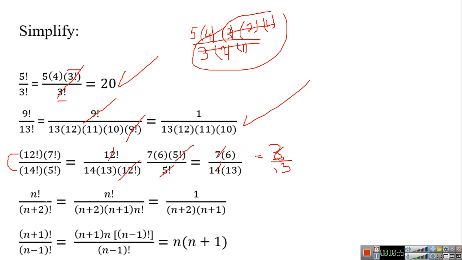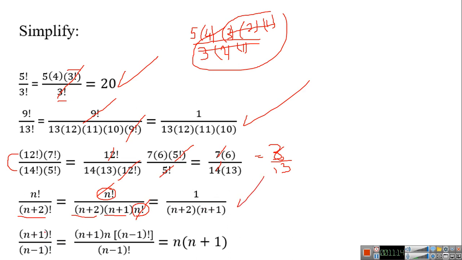N factorial over n plus 2. N plus 2 is bigger than n. You can say n plus 2, the number before is n plus 1, and the number before that is n. So you stop at n factorial, because I have up to n factorial, instead of writing n times n minus 1, n minus 2 down to 1. So cancel it, and this one remains.